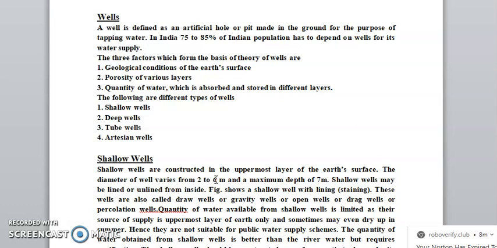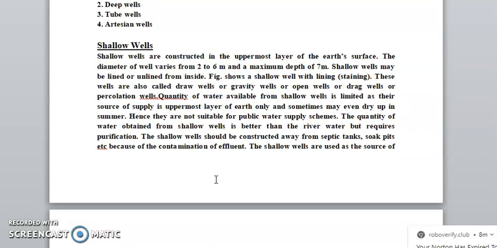The three factors which form the basic theory of wells are geologic condition of the earth's surface, porosity of the various layers, and velocity and quantity of water which is absorbed and stored in different layers. There are different types of wells: shallow well, deep well, tube well, artesian well.